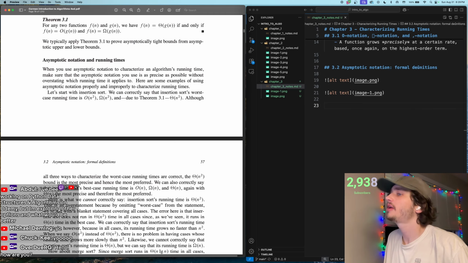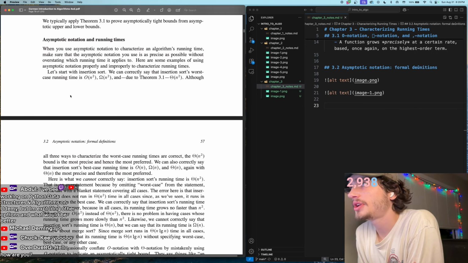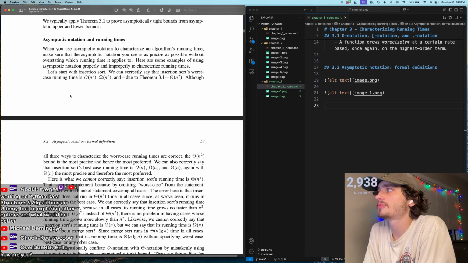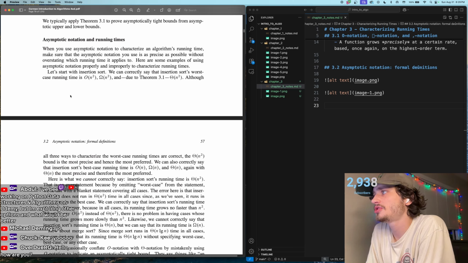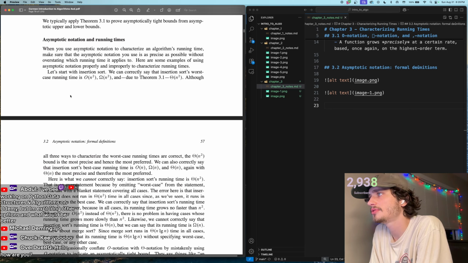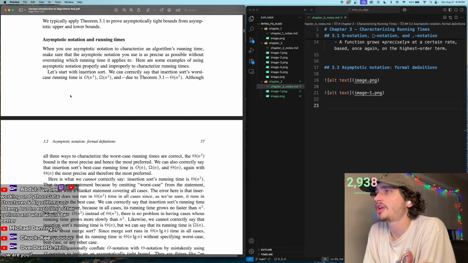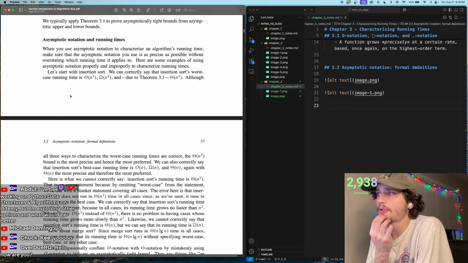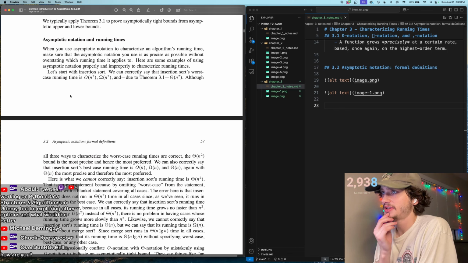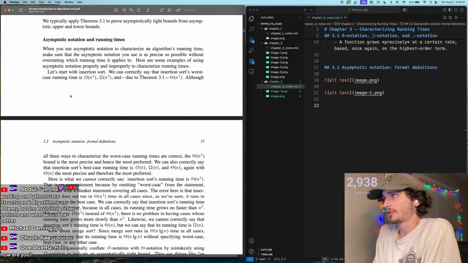Asymptotic notation and running times. When you use an asymptotic notation to characterize an algorithm's running time, make sure that the asymptotic notation you use is as precise as possible without overstating which running time it applies to. Here are some examples of using asymptotic notation properly and improperly to characterize running times. Let's start with insertion sort. We can correctly say that insertion sort's worst case running time is O of n squared, omega of n squared, and, due to theorem 3.1, theta of n squared.